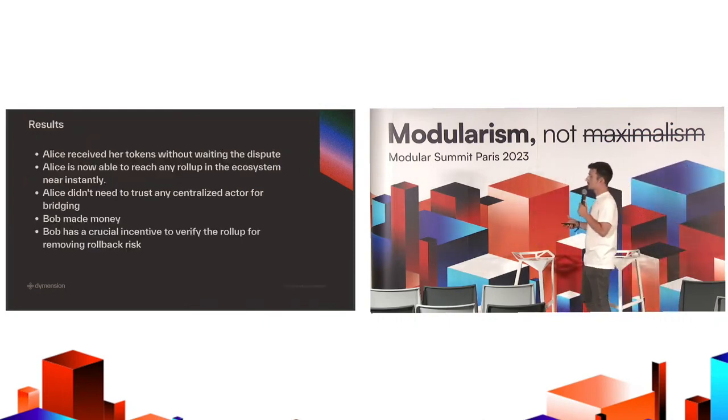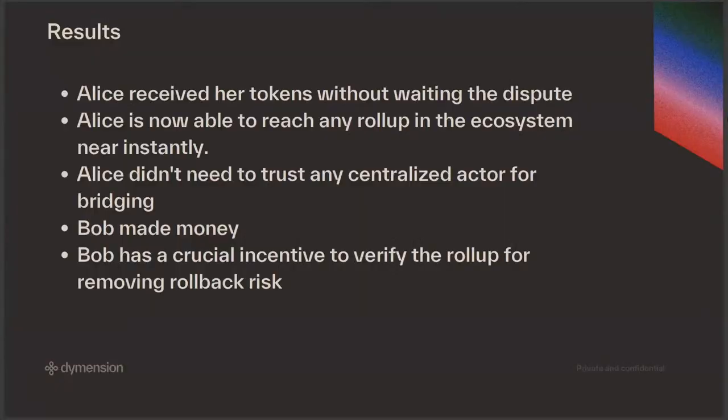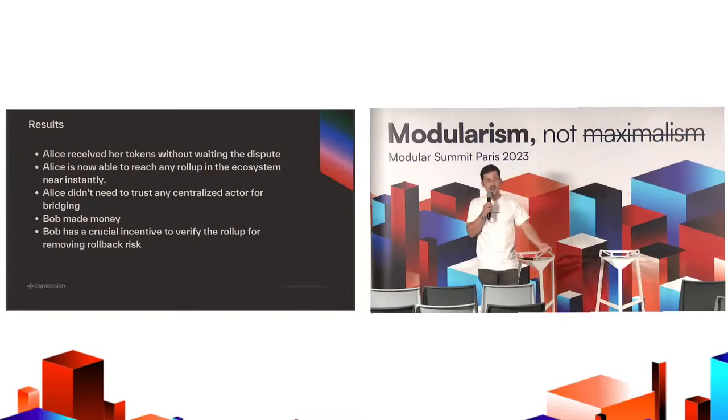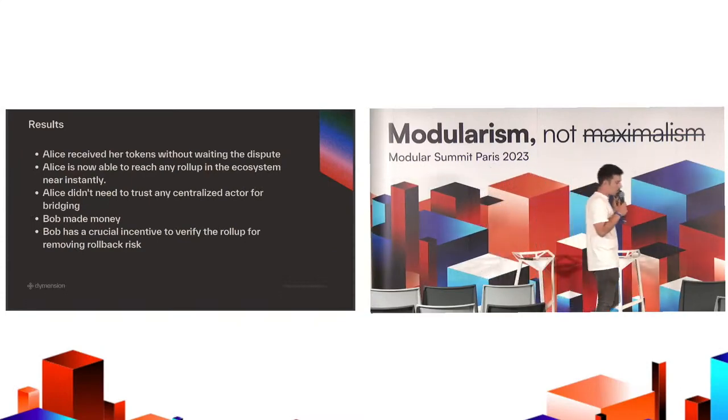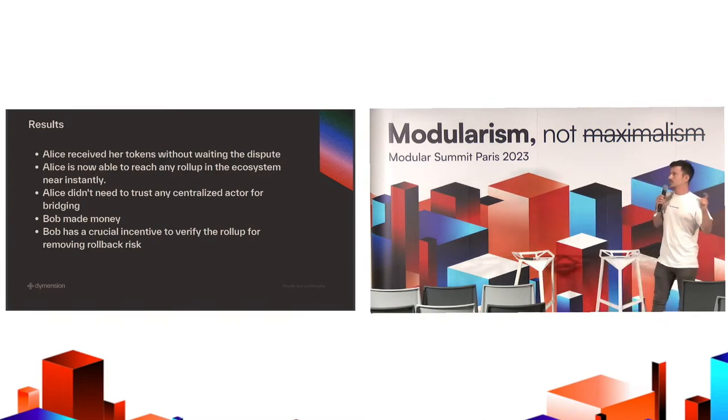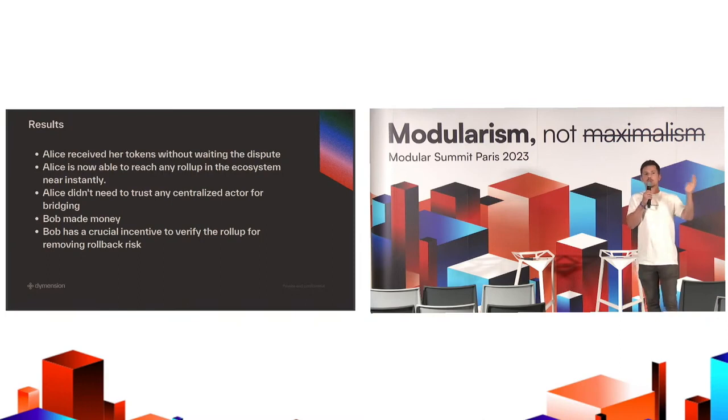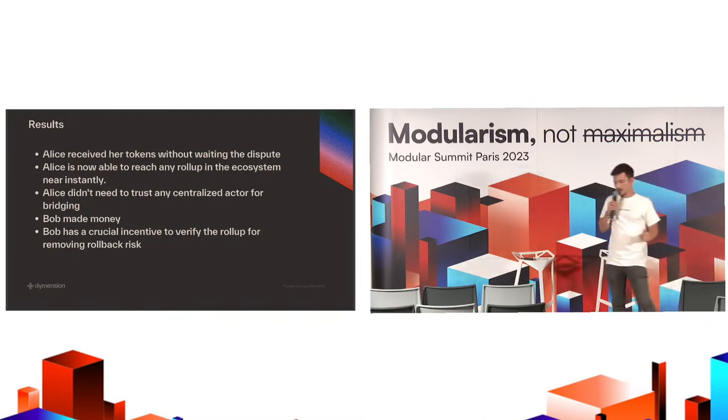So let's look at the result. The result is Alice received her tokens immediately without waiting the dispute period. Alice is now capable of transferring via IBC, of course, her funds or tokens, whatever she wants, to any other roll-up in the ecosystem. That's pretty amazing, because once you withdraw out of roll-up X or whatever roll-up you are, you can easily deliver the tokens to any other roll-up that's connected to the ecosystem. So by solving what we did in the first leg, in the first flow, how do we get out of the roll-up, we actually get a roll-up to roll-up system that works fluently.